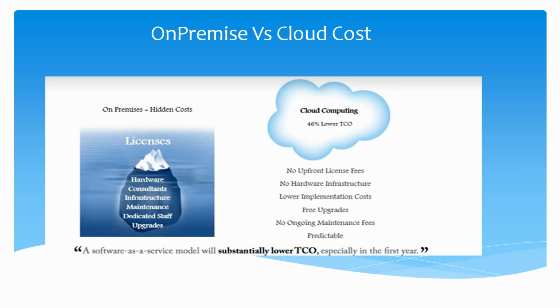and they have predictable availability, which users can use most of the time. A software as a service model will subsequently also lower total cost of ownership. So the general comparison that has happened over a period of time is that it gives you almost 40 to 50% lower total cost of ownership compared to your on-premise application.